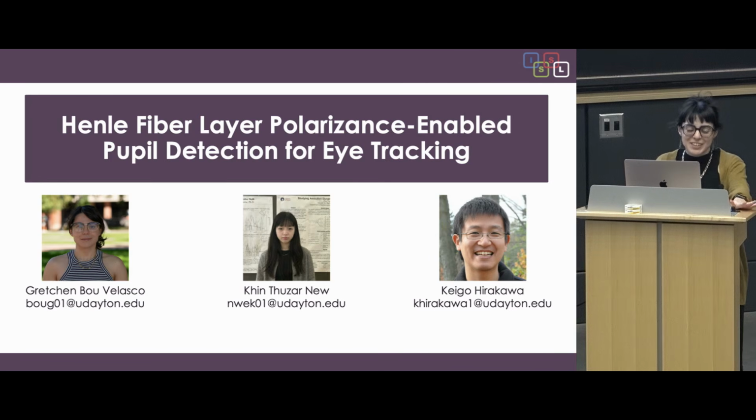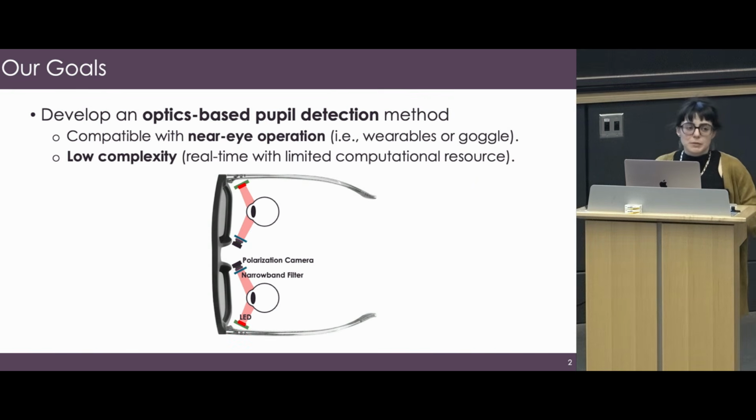Hi, my name is Gretchen, and I'm here presenting on Henle fiber layer polarizance-enabled pupil detection for eye tracking. I know it's a big mouthful. Before we get into it, I really want to put this in the back of your minds, my main research goal for this project. I really want to develop an optics-based pupil detection method that is compatible in near-eye operations, ideally to work in wearables or in a goggle format, but also has low computational complexity, so it can operate in real time with limited computational resources.